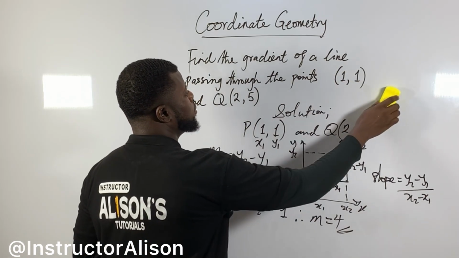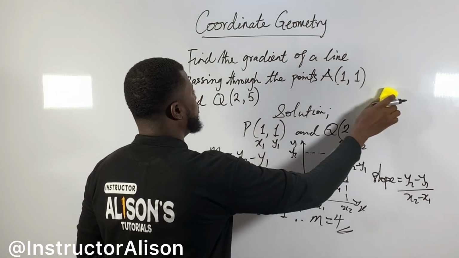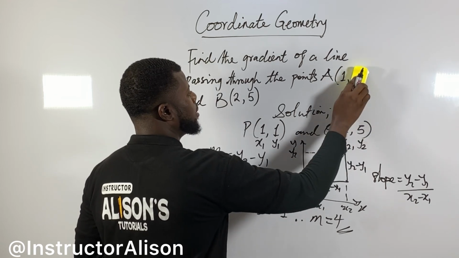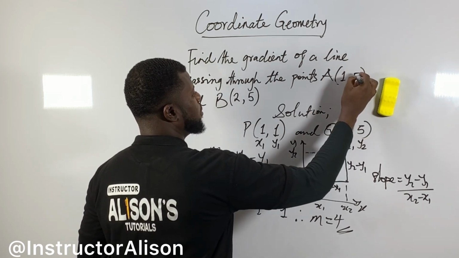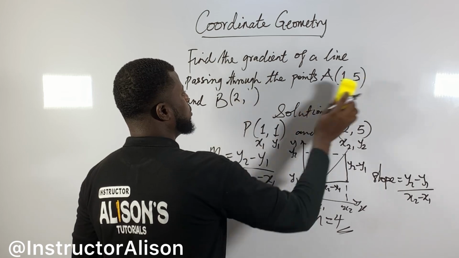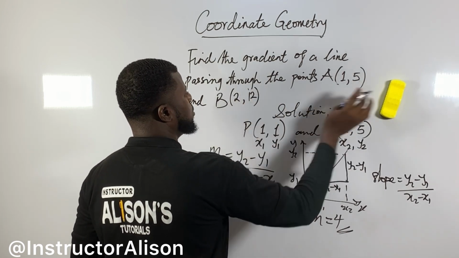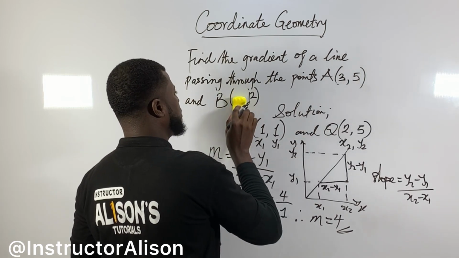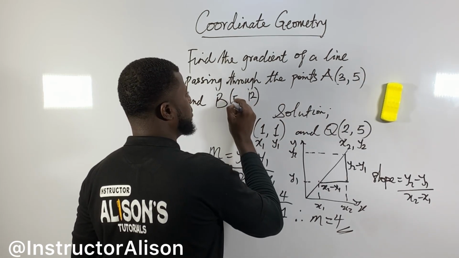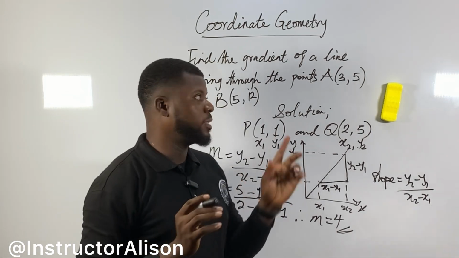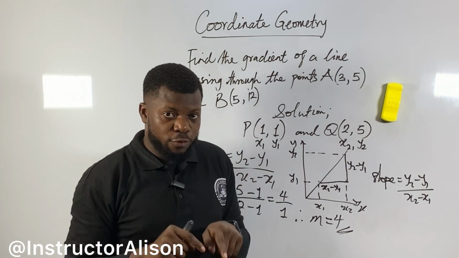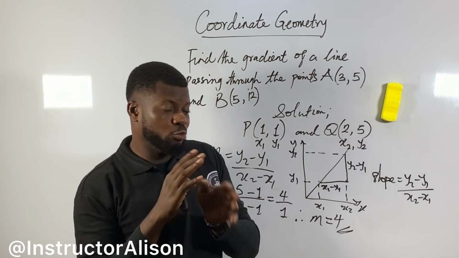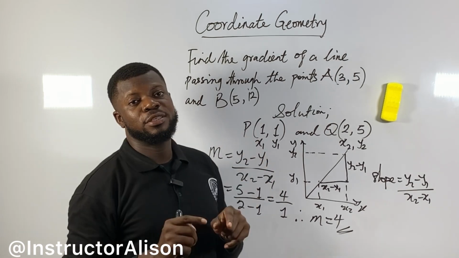I will change this P to A, this Q to B, and change the numbers: this one to 5, this one to 12, this one to 3, and this one to 5. This one will be your classwork. Do it and put it in the comment section. I want to see the step by step, no shortcuts. So when you finish, put it in the comment section.